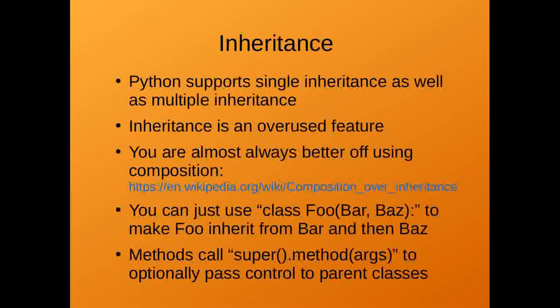For multiple inheritance, you can use class foo(bar, baz), and that will make foo inherit from bar and then from baz. So it will prefer the methods in bar over the ones in baz. And if you want to call behavior from a parent class, you can use super().method(args) to optionally pass control to parent classes.